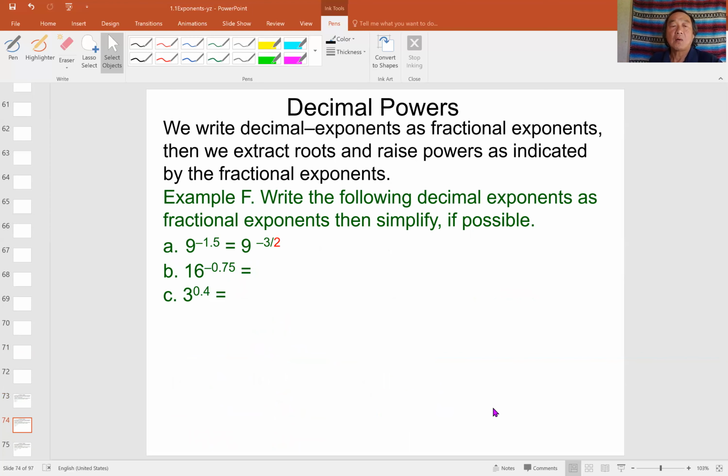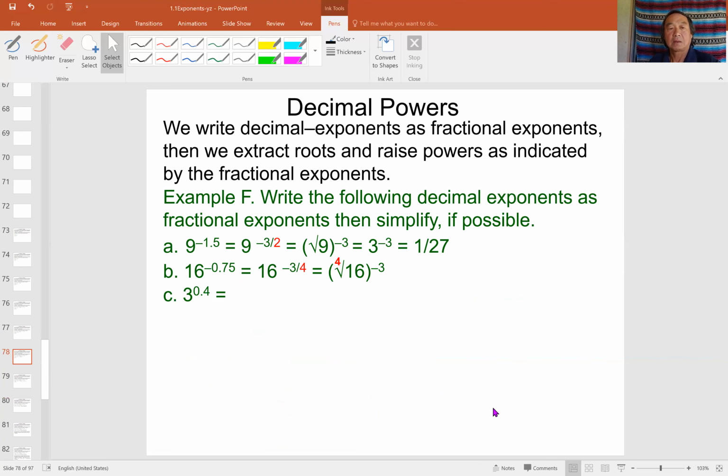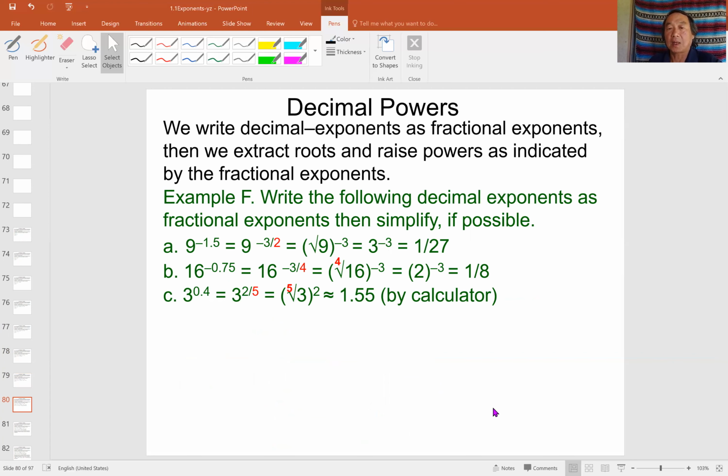And decimal powers are to be interpreted as fractional powers. So these are some examples which we can actually calculate. Of course, here's one that we cannot calculate, so we need a calculator on these.